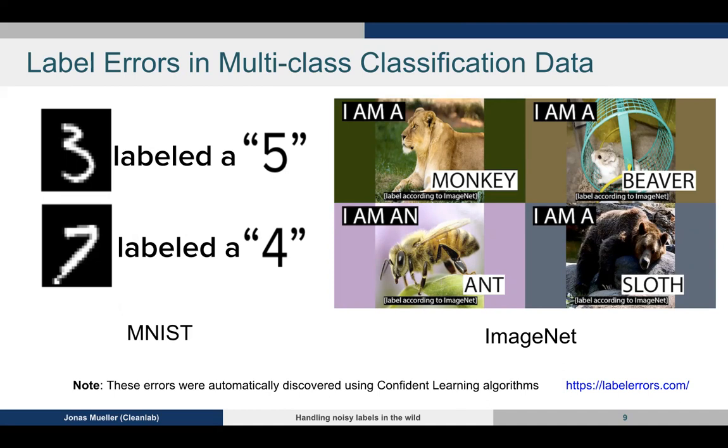And what we found was a bunch of label errors, some of them shown here, such as this 3 was actually labeled a 5 in the data set. This 7 was labeled a 4 in the MNIST data set. In ImageNet, we had an image of this monkey labeled as a lion, a lion labeled as a monkey, an image of a bee labeled as an ant, and so on and so forth.